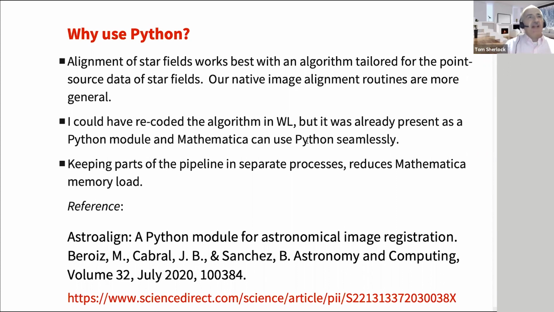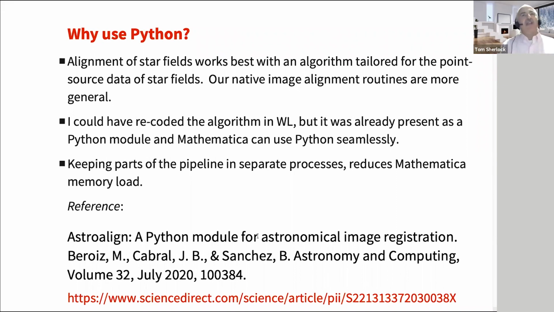There is such a routine, and I've included a reference to it down here. And the way it basically works is it divides up a field of point sources into triangular asterisms and uses those between images to compute the transforms, so the images can be accurately lined up. And this works very well. It's not a general routine, it's very specialized, but it works well, and it's available in Python.